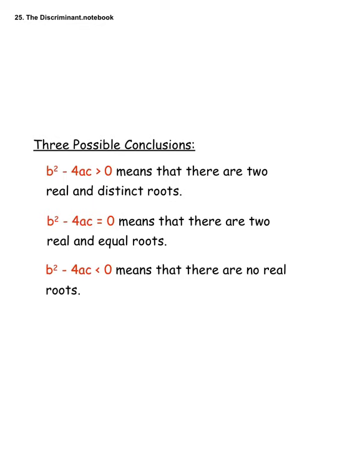You might be wondering, what if the discriminant is not less than 0? Well, here's your 3 different conclusions that you could have at the end of a discriminant question. The first one is, if it's a positive number, if it's greater than 0, that means that there are 2 real and distinct roots. If it's equal to 0, that means there are 2 real and equal roots, meaning that the roots lie on top of each other. And if b squared minus 4ac is less than 0, like we've seen, there are no real roots.